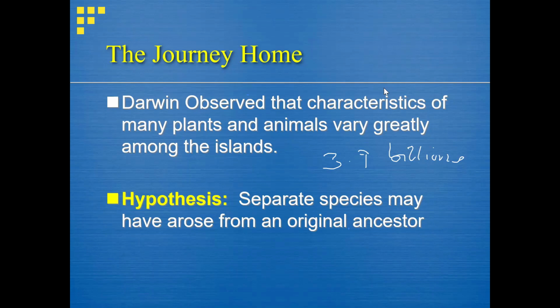So it means that from one single organism, many other organisms may come from that original ancestor, and that is one of his hypotheses, because he saw the same species of organism but with different morphological and anatomical structures. As a result of that, he proposed that these separate species of organisms may probably have arisen from an original ancestor.